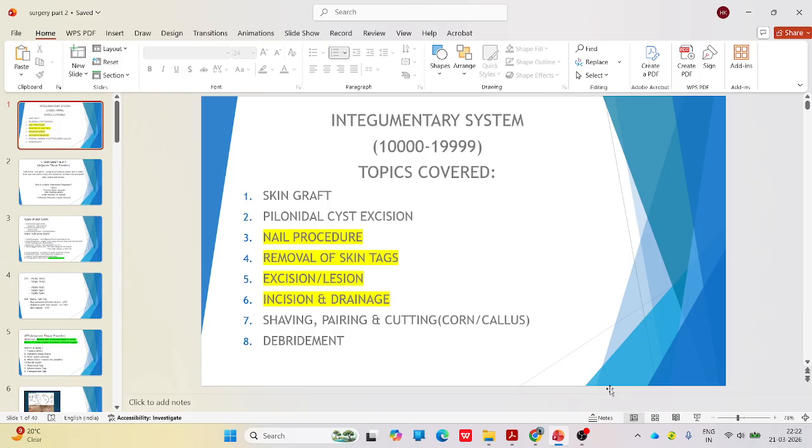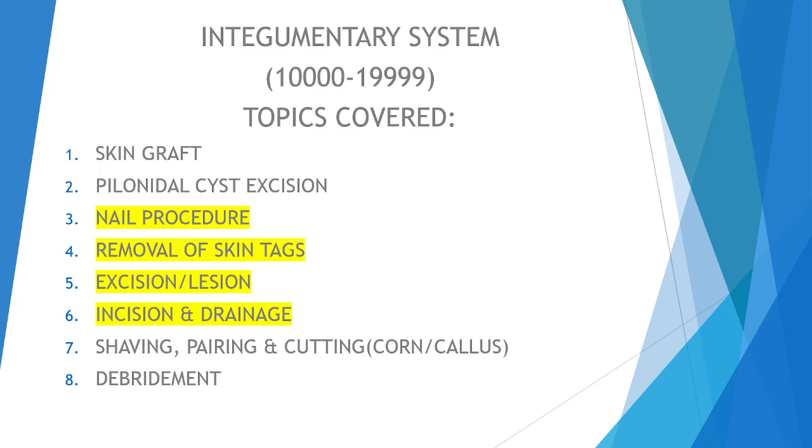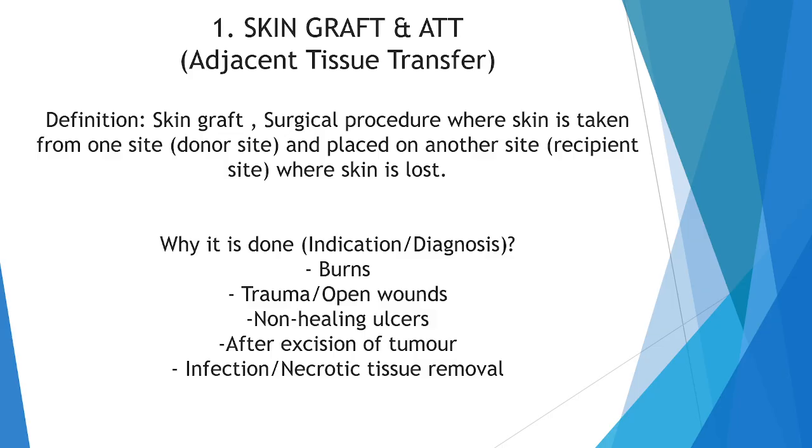In the integumentary system, there are eight procedures we will discuss in a detailed way. The integumentary system comes in the 10,000 series. It includes the skin graft, pilonidal cyst excision, nail procedure, removal of skin tags, excision of lesion, incision and drainage, shaving, paring and cutting, and debridement. Our first topic is skin graft and ATT, that is adjacent tissue transfer.